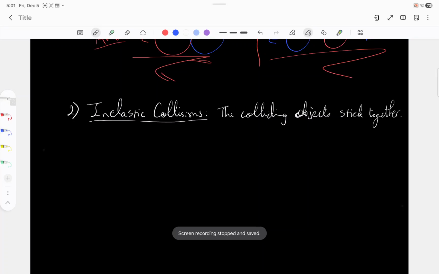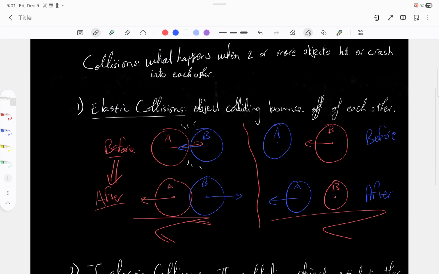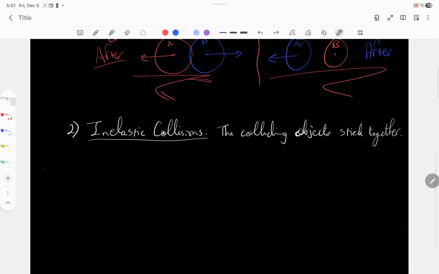From the previous video, we saw that in the case of elastic collisions, when two objects bump into each other, they end up bouncing away after the collision happens. So now what happens in inelastic collisions? The colliding objects stick together.